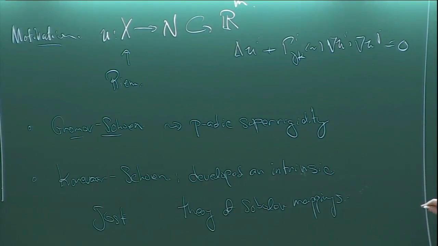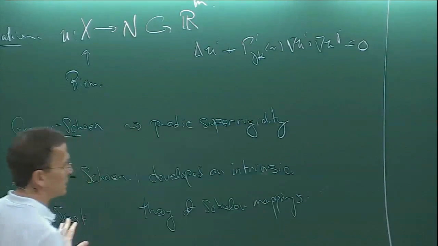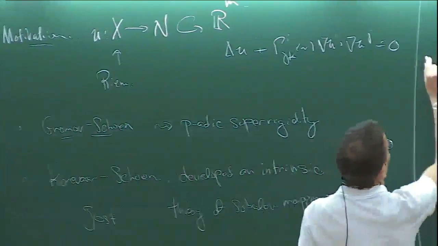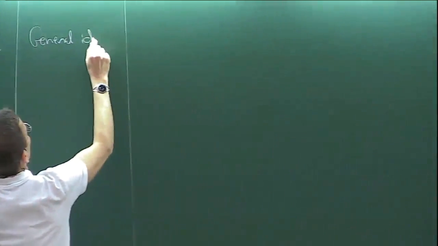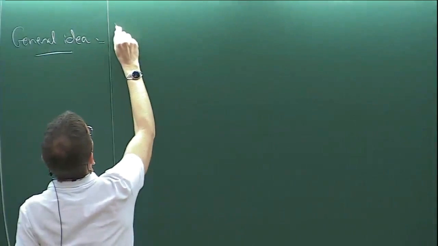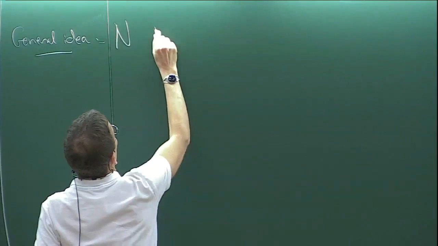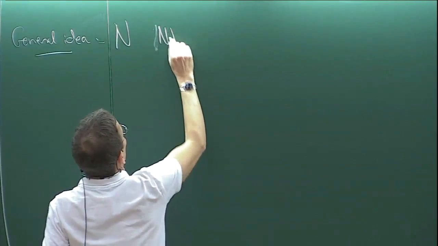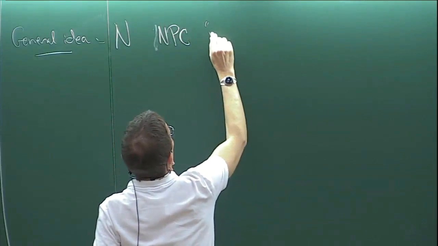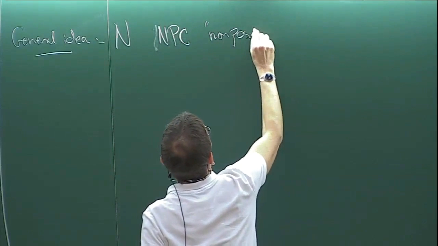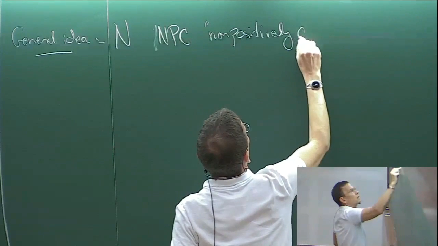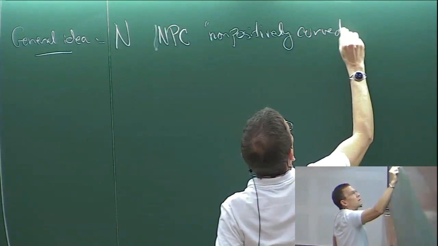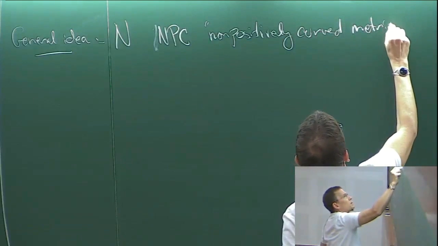And so today is going to be very, very few details, but what is the general idea? So let N now be an NPC space. So this stands for non-positively curved. So it's just a metric space.